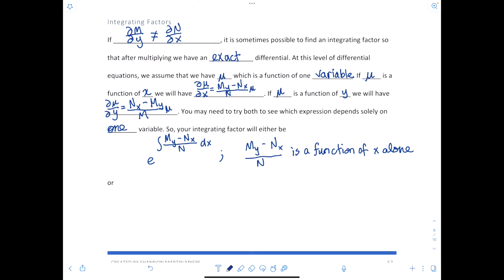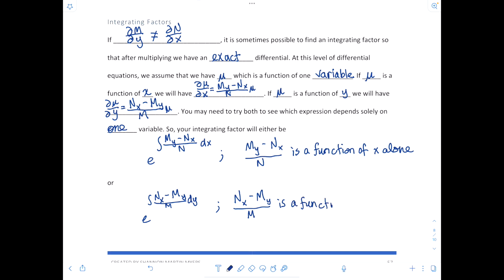And the other way would be e raised to the integral of the first partial of n with respect to x minus the first partial of m with respect to y, all over m, with respect to y, and that is for when all of this here is a function of y alone.